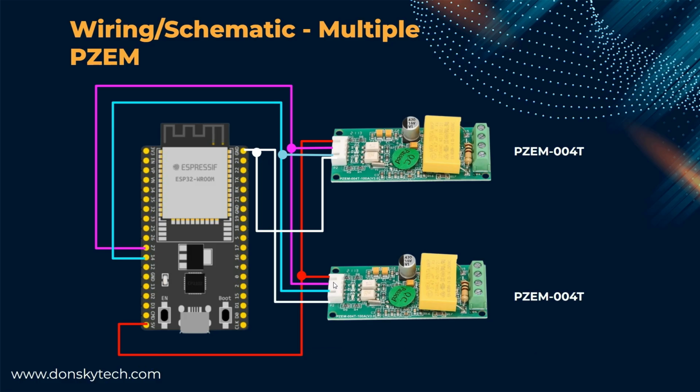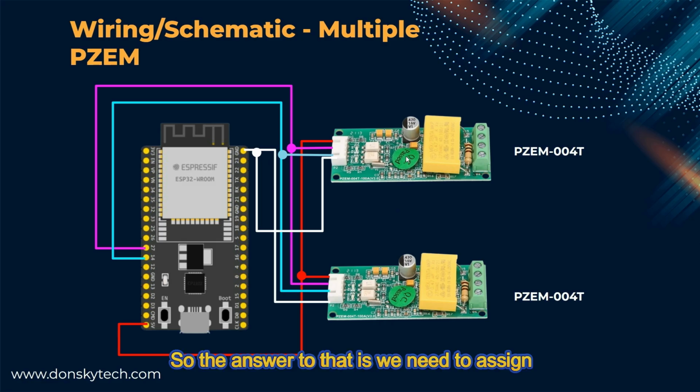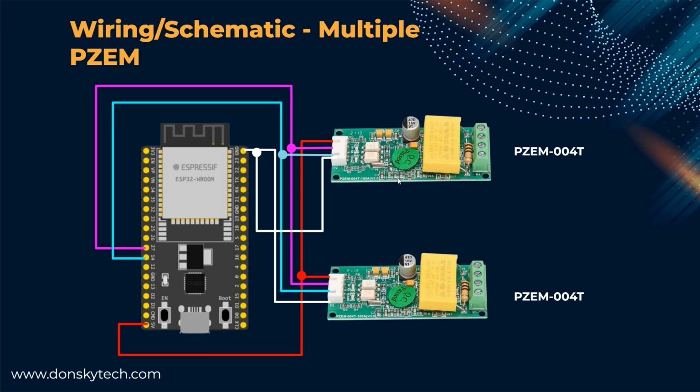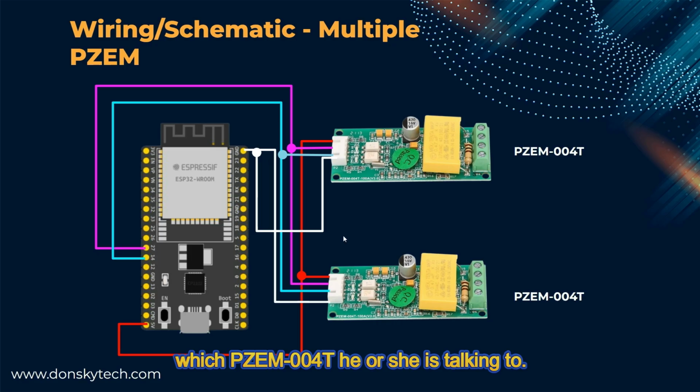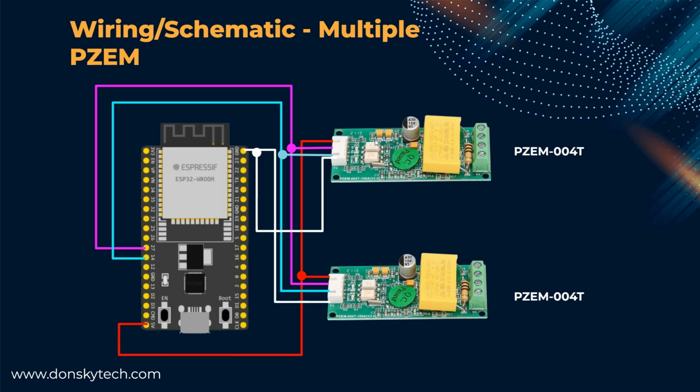of our PZEM-004T. You might be asking, how will the ESP32 know which PZEM it needs to communicate with? The answer to that is we need to assign a specific unique address or address ID for each PZEM-004T so that the library would know which PZEM it is talking to. So this is the setup for the connection between the PZEM-004T and the ESP32.